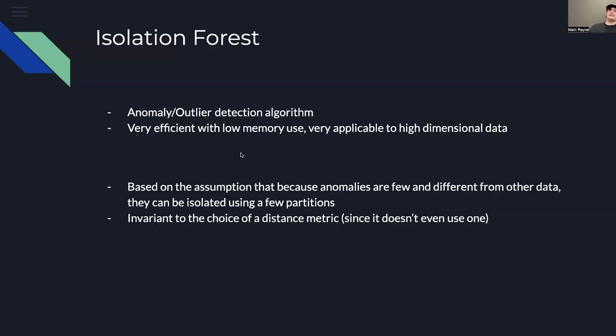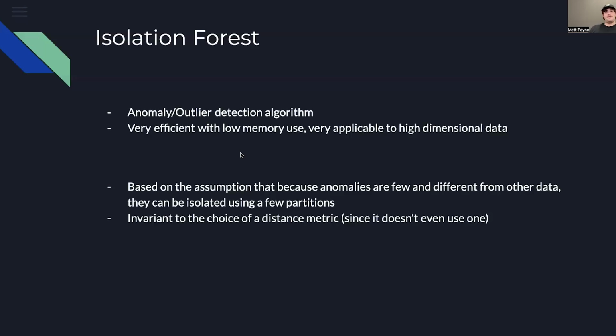Kind of a general idea about the way it works is that it's based on the assumption that because anomalies are few and different from other data, they can be isolated using partitions. And so we will look at how those partitions work, how we decide how to partition the data, and the way that goes from there. As you could probably guess from the forest part of the name, this is a tree-based algorithm, similar to something like random forest.